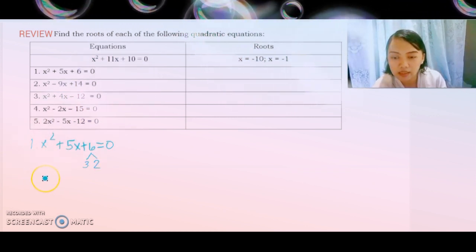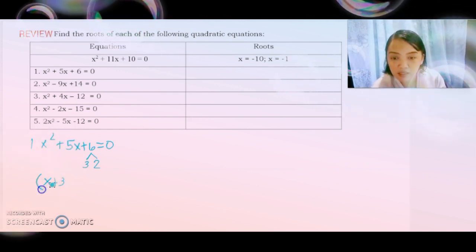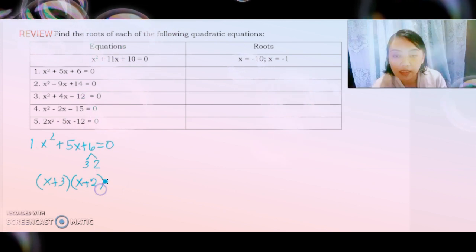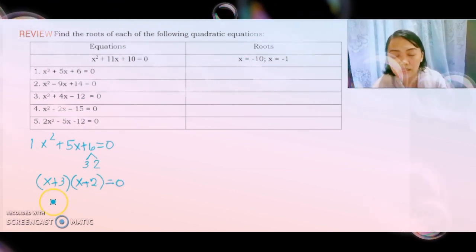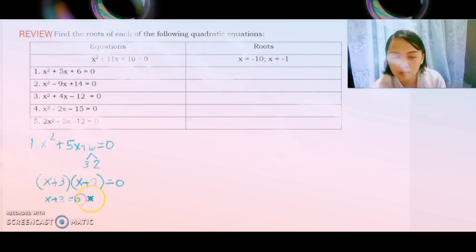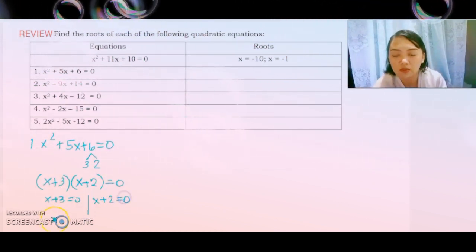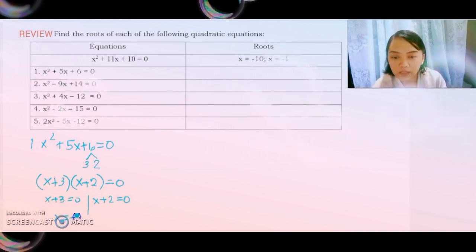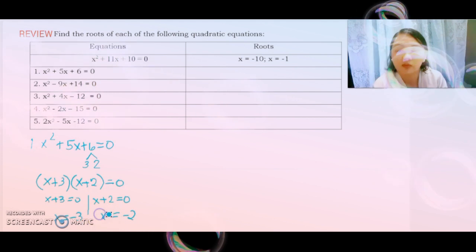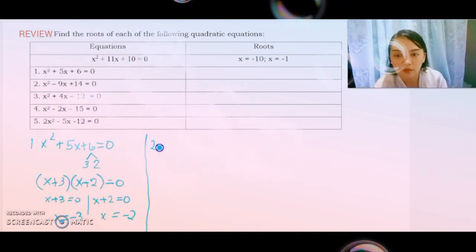So the factors of x squared plus 5x plus 6 are x plus 3 times x plus 2 is equal to 0. Then solve for x. x plus 3 equals 0, and the other one is x plus 2 equals 0. So we have x is equal to negative 3 or x is equal to negative 2. Okay, next, number 2.